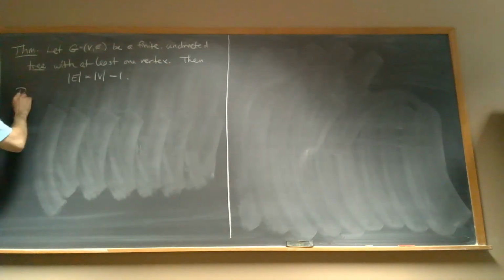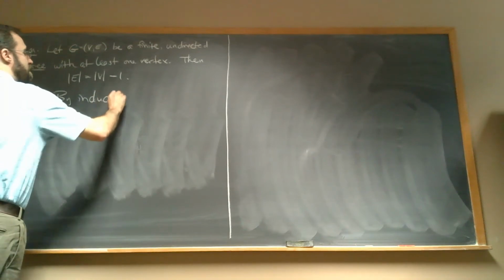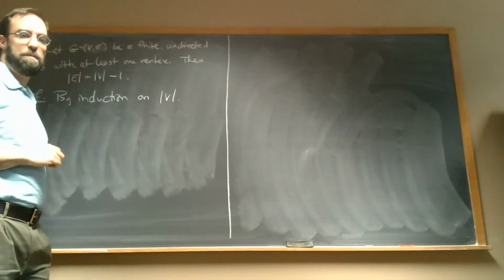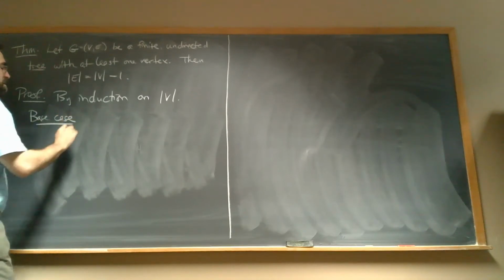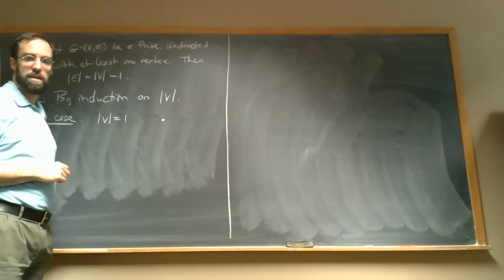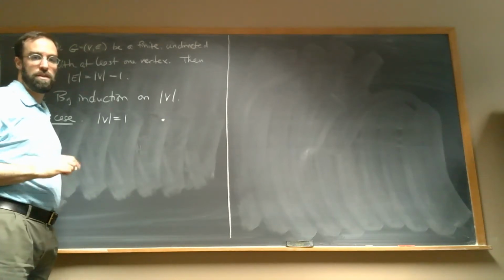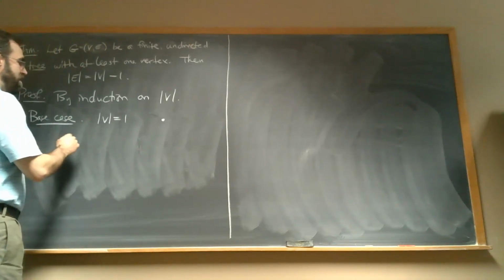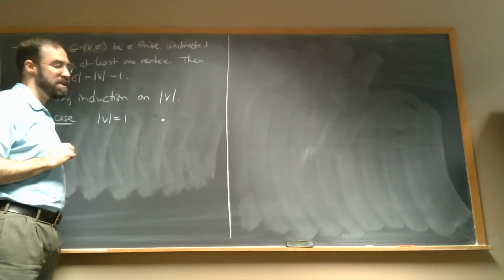So, the proof is going to be by induction on the number of vertices V. The base case is when there's one vertex. Then the graph just looks like this, which is indeed a tree, and clearly it has 0 edges, and so it works. And to be really careful, we should say the reason it has no edges is because it has to be a tree.